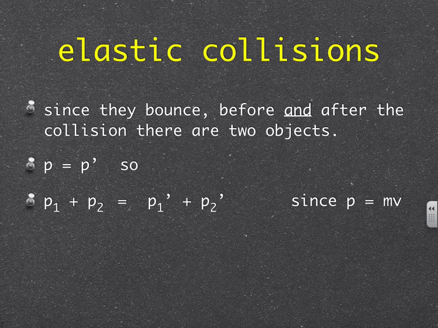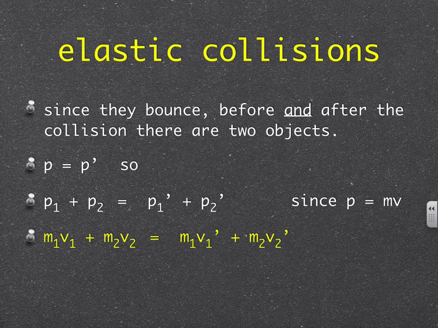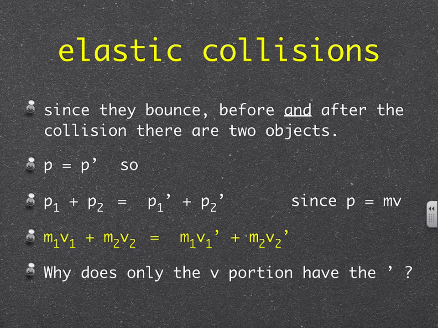Now, since P equals MV, then P1 would turn into M1V1, and P2 would be M2V2. And P1 prime would be M1V1 prime, and P2 prime would be M2V2 prime. Now, how come only the V gets a prime and not the M? Because again, the mass doesn't change.